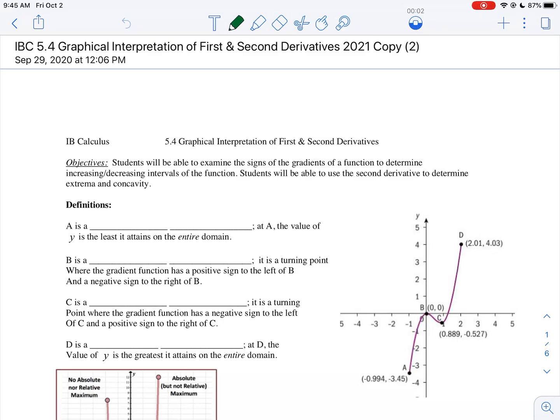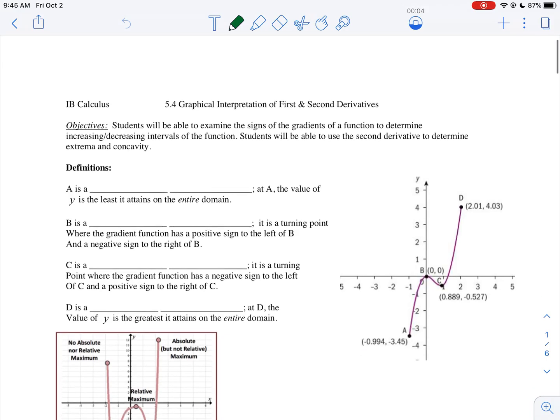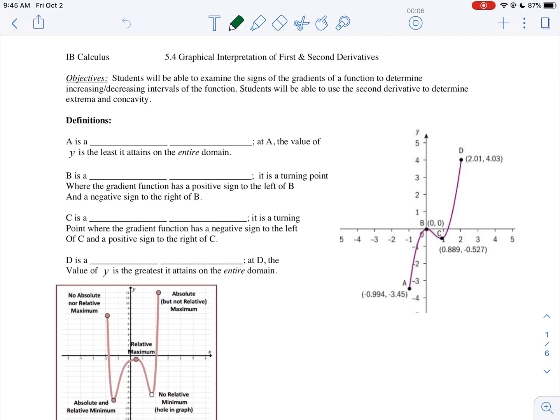Right, this is our 5.4 notes. Graphical interpretation of first and second derivatives.